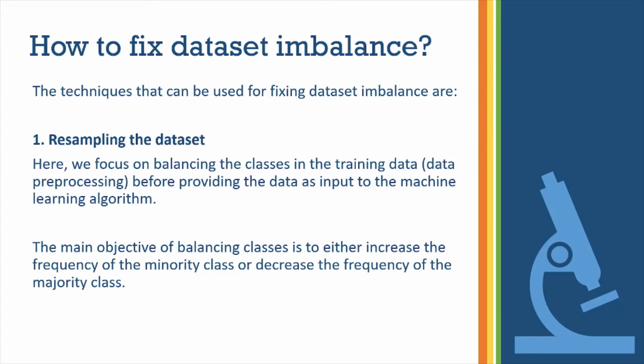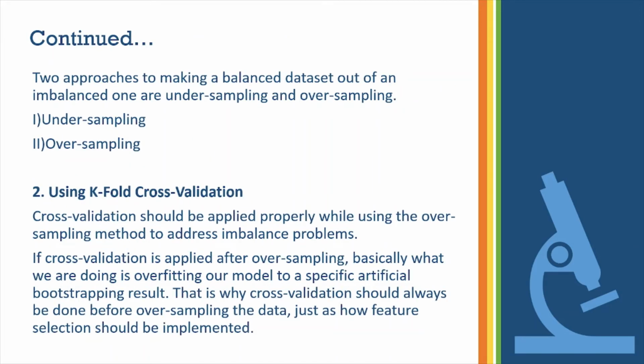Now, how can we fix a data set that is imbalanced? The techniques that can be used for fixing the data set imbalance are: first is resampling the data set. Here, we focus on balancing the classes in the training data preprocessing, before providing the data as input to the machine learning algorithm. The main objective of balancing classes is to either increase the frequency of the minority class or decrease the frequency of the majority class. There are two approaches for balancing the data set. These are undersampling and oversampling.